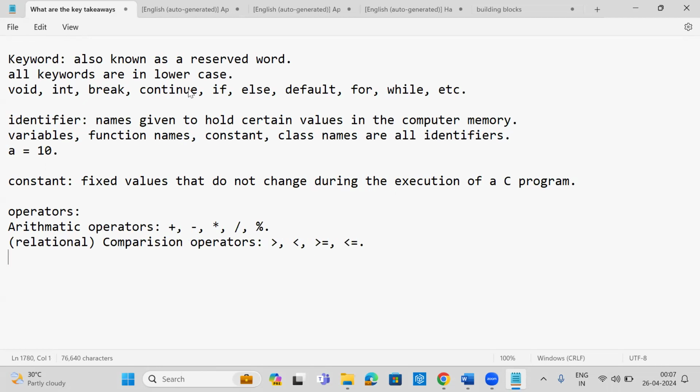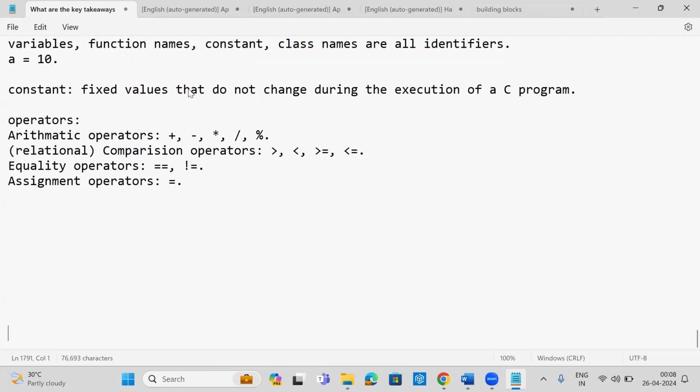Then we have equality operators. Equality operators are like double equals, not equals. Okay. These equality operators can also be written as comparison operators, but we can make them as separate operators also. Then we have assignment operators, which is just a single equal to. Okay, so here we have used an assignment operator, right? It assigns 10 to the identifier A. So it's an assignment operator. So like this, we have different types of operators in C programming language.